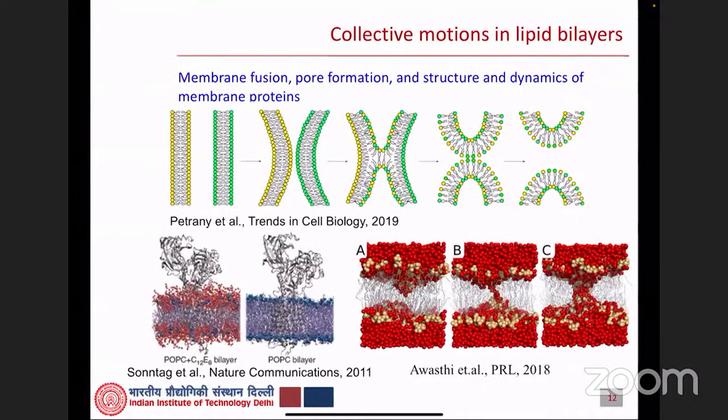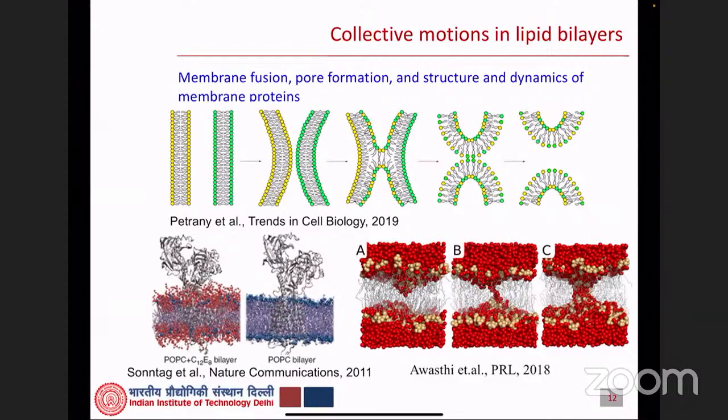So in general, the collective motions in lipid bilayers are very diverse: membrane fusion, pore formation, interaction with membrane proteins, cell penetrating peptides, and so on and so forth. All of those will lead to a coupling of macromolecular motion with the lipid bilayer motion. Okay, so these are some of the pictures showing the various kinds of motions.